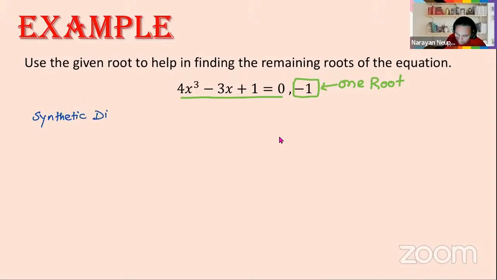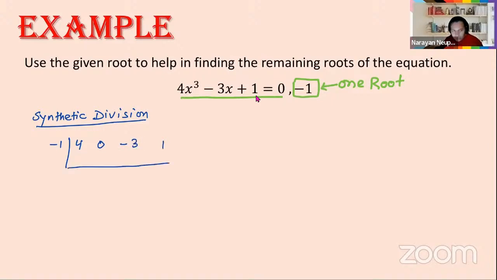Synthetic division. So if we perform the synthetic division with -1, we start with the coefficient of the cube term, the highest degree, that's a 4. We don't have x squared here, that means we have 0x squared, so we have to write that one too. Then we go to x, the coefficient of x is -3. And then we go to the constant, that's a 1.